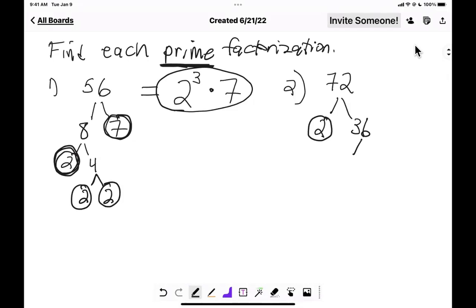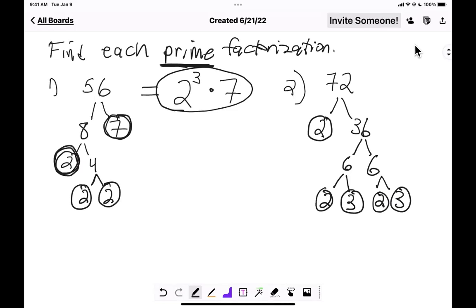Now, 36 I can definitely break down. I know I can go to 6 times 6. Neither of them is prime, so I'm not even going to circle them. I could have gone to 9 times 4. There's more than one way to go. Now I'm going to take 6, and I know 6 is 2 times 3. Now, aren't they both primes? Yes, because 2 can only be divided by 2 and 1, and 3 can only be divided by 3 and 1, which means this also has a 2 and a 3 as well. And I have all primes. I have nothing left to break down.